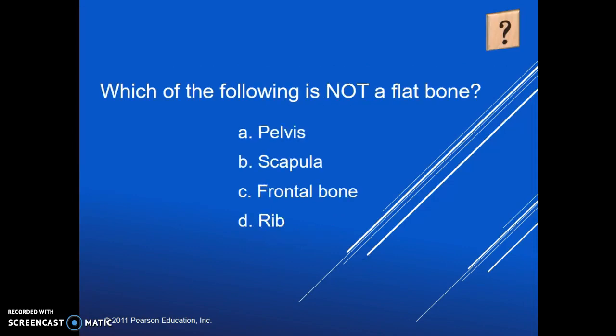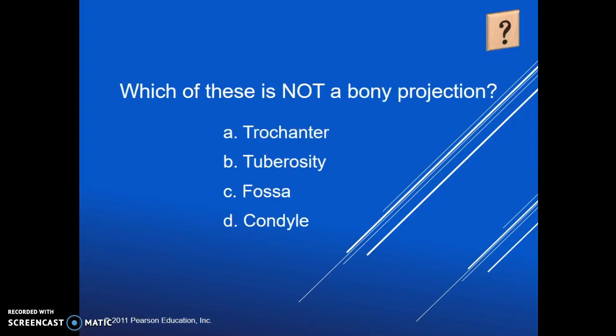Which of the following is not a flat bone? Pelvis, scapula, frontal bone, or rib? Pelvis is irregular. Which of these is not a bony projection? Trochanter, tuberosity, fossa, condyle. A fossa is a depression.